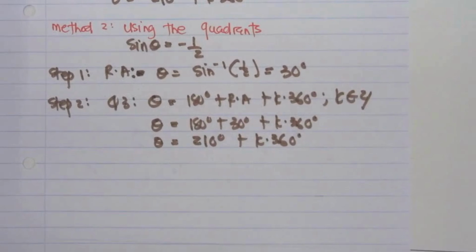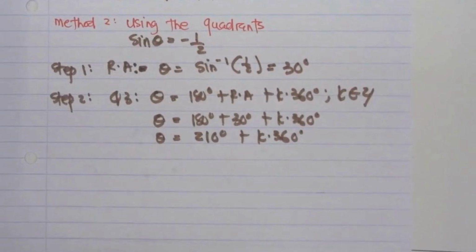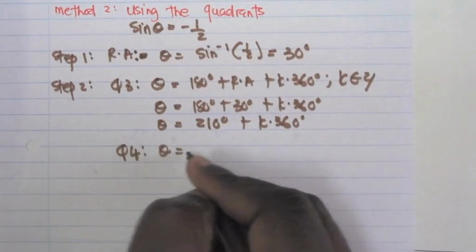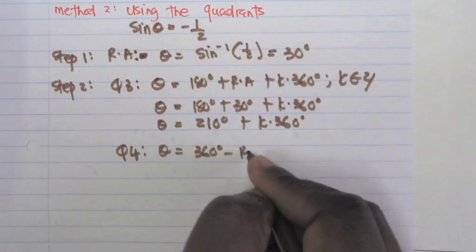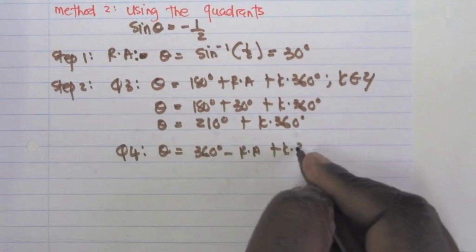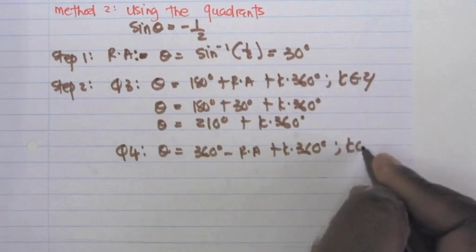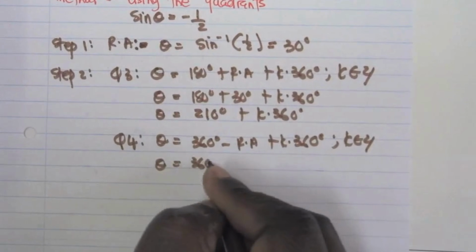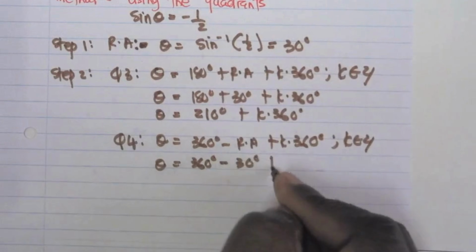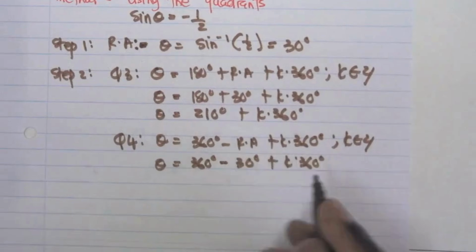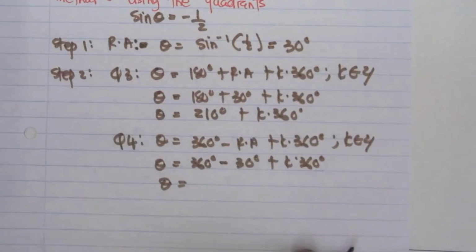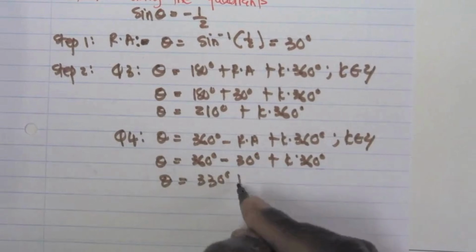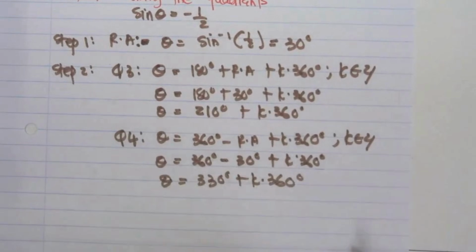Where else is sine negative? Sine is negative in the fourth quadrant. So I'm going to write here Q4. Theta is equal to 360 minus the reference angle plus k of 360, where k is an element of integers. And I substitute. And my final answer is going to be 330 degrees plus k of 360 degrees.